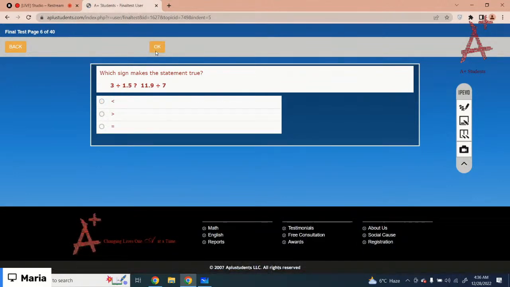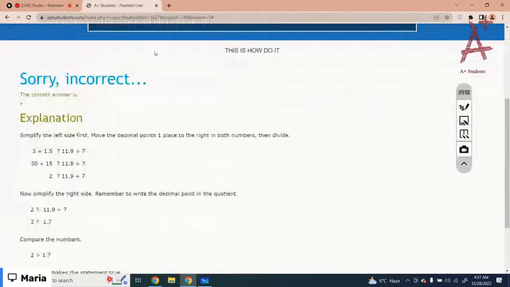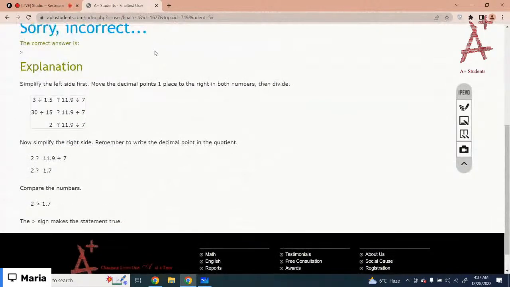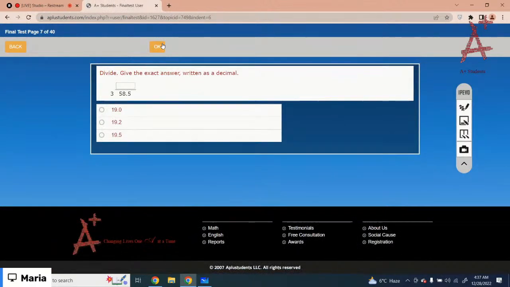Okay, the next one is 3 divided by 1.5 and 11.9 divided by 7. So 3 divided by 1.5 is 2 and the other one is 1.7. So 2 is greater than 1.7. Got it? The correct option is greater. Okay, the next one is you have to divide 58.5 by 3.